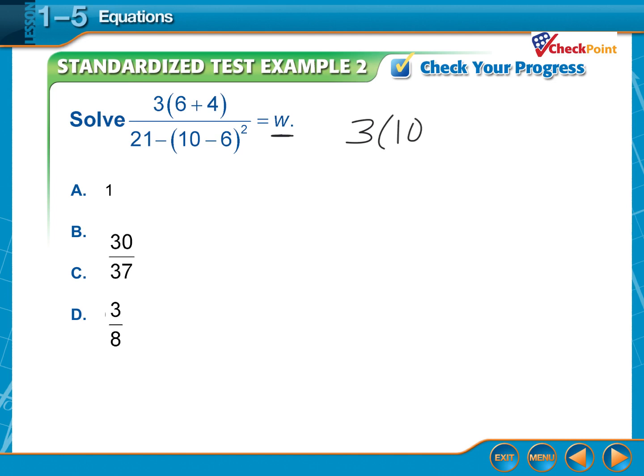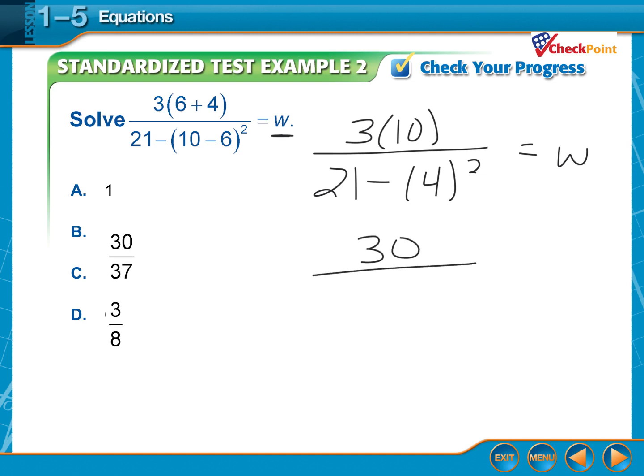10. Okay. On the bottom, what do we need to do first? Subtract what? 10 minus 6. Okay. So we have 21 minus, what's 10 minus 6? 4 squared. Everyone okay there? Okay. What's 3 times 10? 30. What is 4 squared? Because we got to do exponents first. Good. What's 21 minus 16?